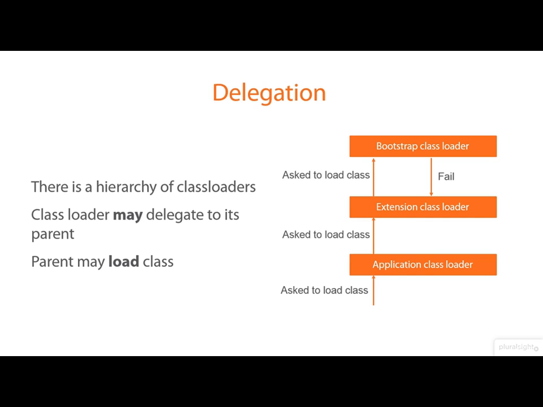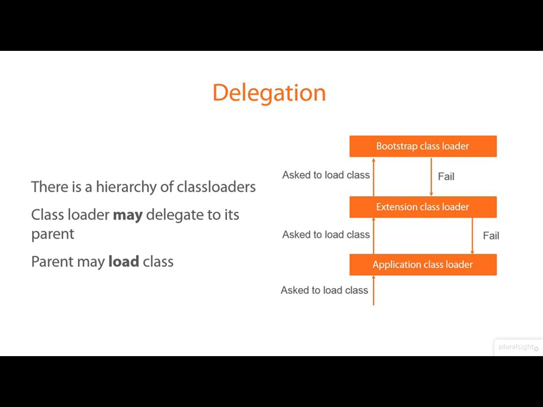The extension class loader will now try and load the class itself. So it will look in its set of jar files and its set of directories to find the class. And again, if it finds the class, it will load it. If not, it will fail, and that gets passed back to the application class loader. The application class loader at this point has the same option. It will try and load the class from its set of directories and its set of jar files, and if it succeeds, it loads the class, or it can fail. We'll get our famous NoClassDefFoundError.